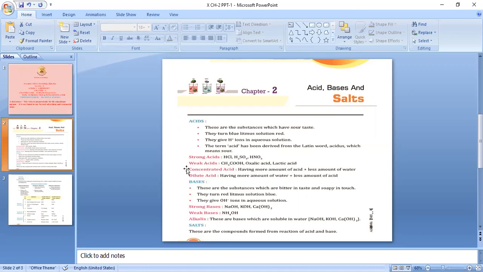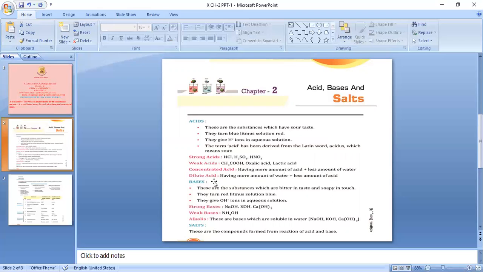In this chapter, we shall be using two very common terms: concentrated acid and dilute acid. Now let's do the difference between these two terms. Concentrated acid. It is the sample of acid which contains more amount of acid but less amount of water. If I am talking about concentrated HCl, this means that the amount of HCl in that sample will be more as compared to the amount of water.